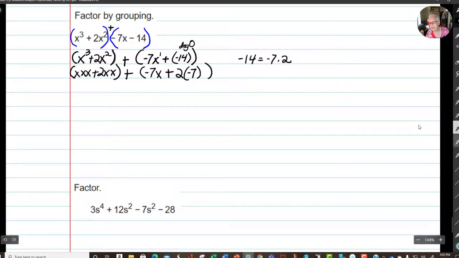Now we go back and we find our GCF. Both of the terms in the first set of parentheses contain two x's, x times x, which is x squared. And the leftovers are x plus 2. Plus, don't forget that middle plus sign. In the second set of parentheses, both terms contain a negative 7. That's my GCF. My leftovers are x plus positive 2.